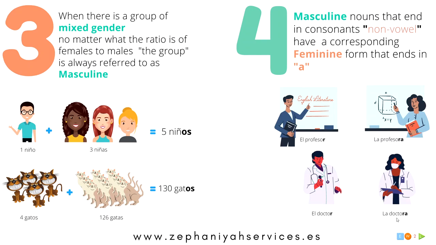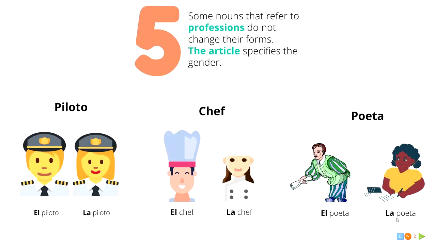Number 4, masculine nouns that end in consonants, non-vowels, have a corresponding feminine form that ends in A. Por ejemplo, el profesor, la profesora, el doctor, la doctora. Excelente.